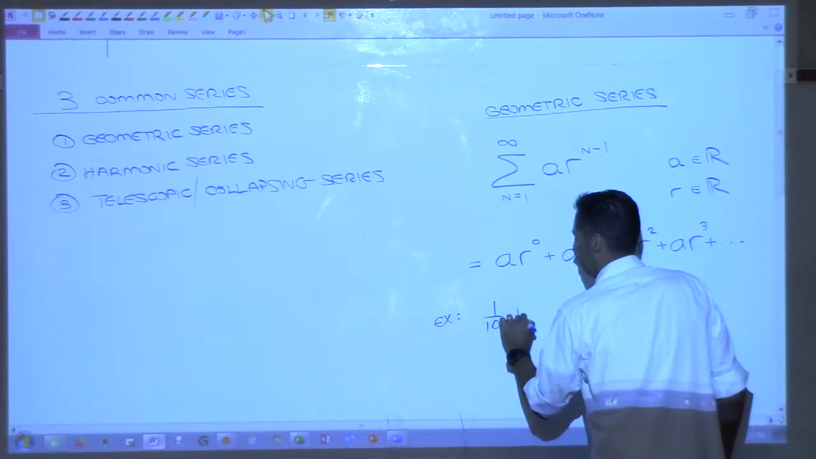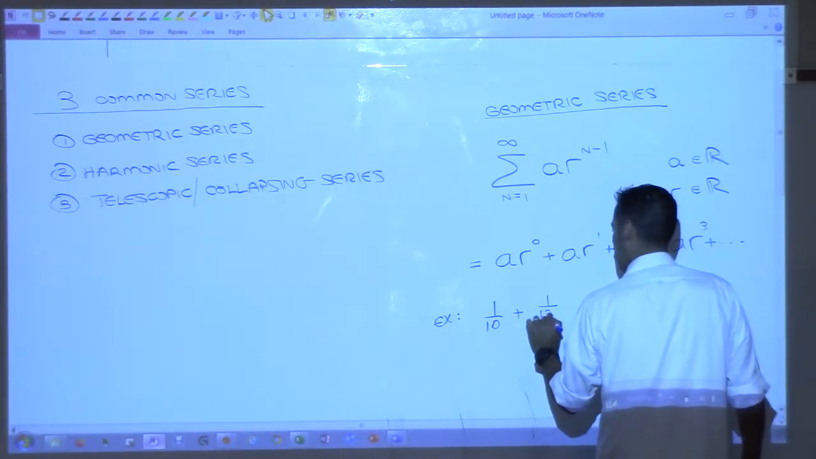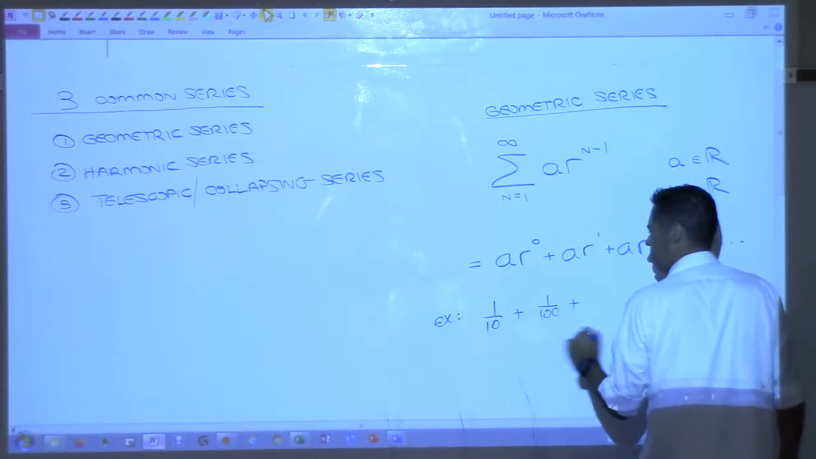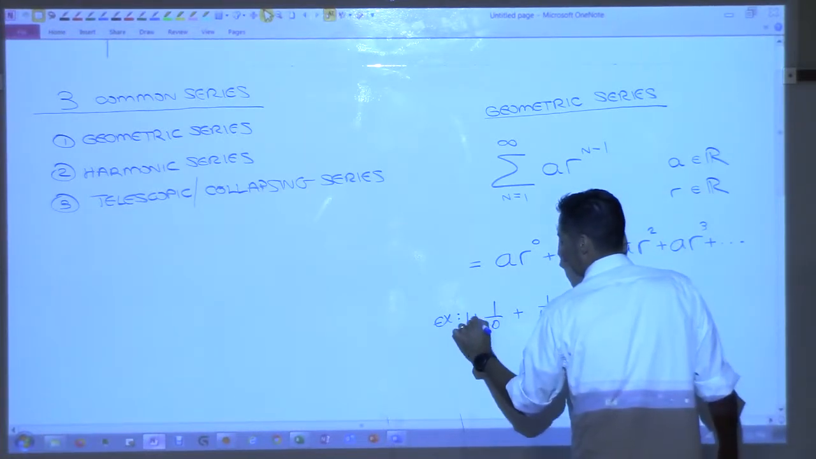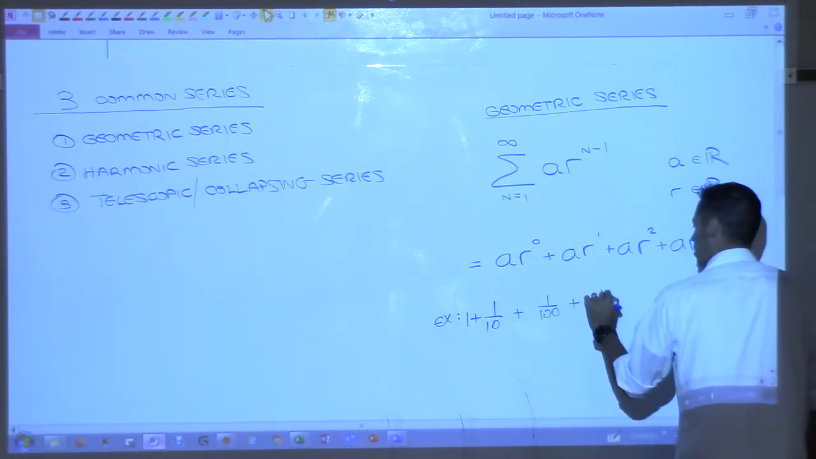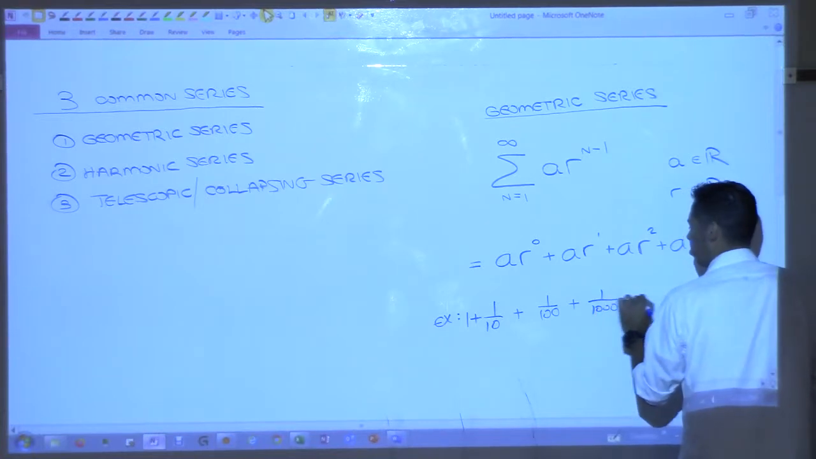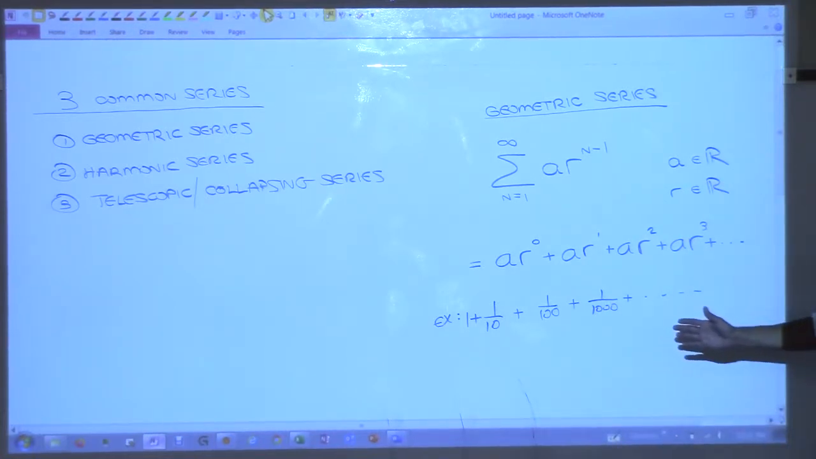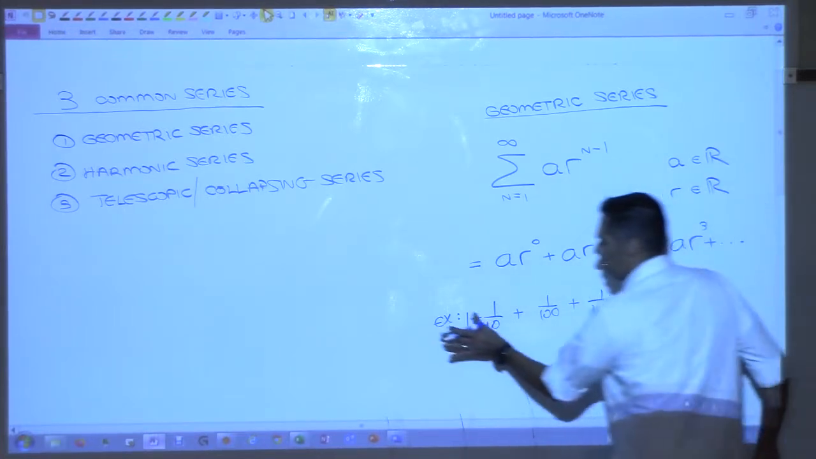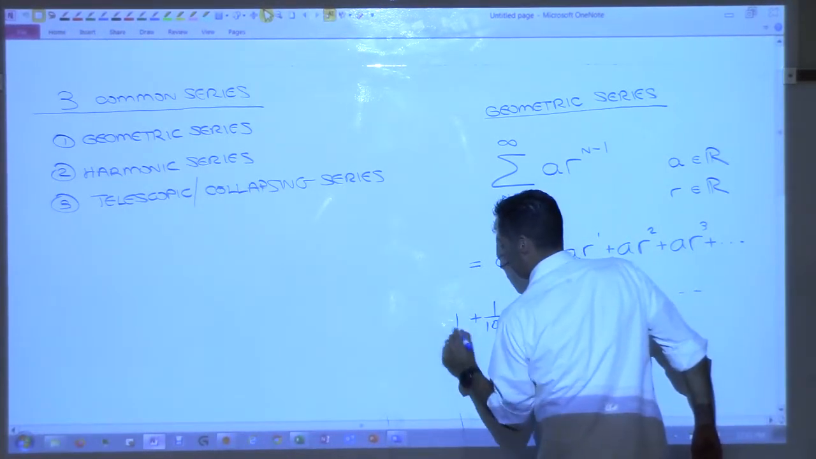1/10 plus 100 plus, I need to add a 1 onto the beginning of that. 1 plus 1/10 plus 100 plus 1,000. Look at that one right there. That's a geometric series. Now, it might be hard to see that right now, but let me help you see it.